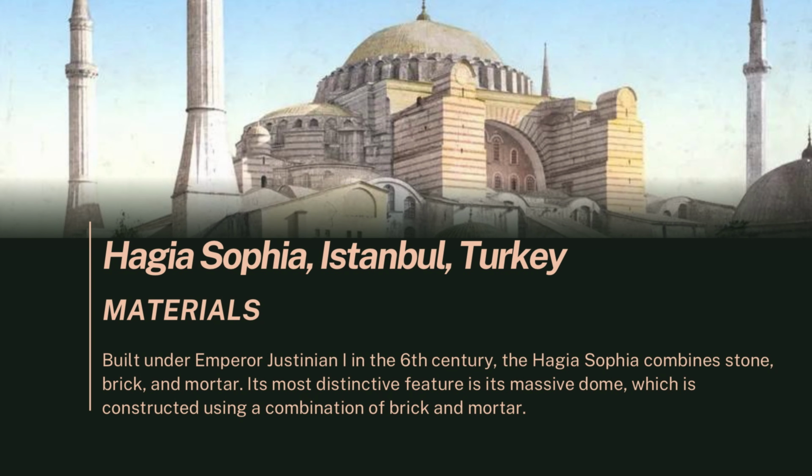The second example is Hagia Sophia, Istanbul, Turkey. Materials used: it was built under Emperor Justinian I in the 6th century. The Hagia Sophia combines stone, brick, and mortar. Its most distinctive feature is its massive dome, which is constructed using a combination of brick and mortar.